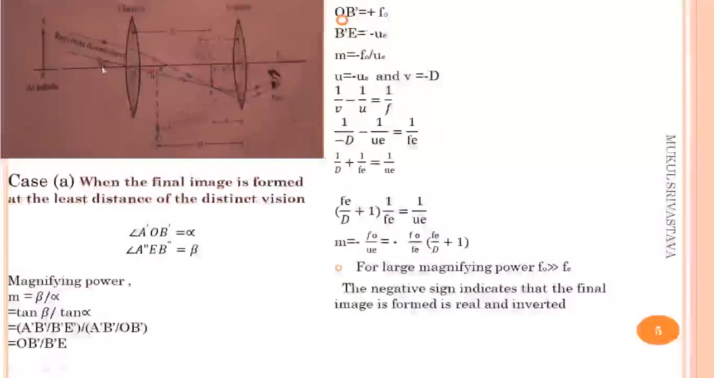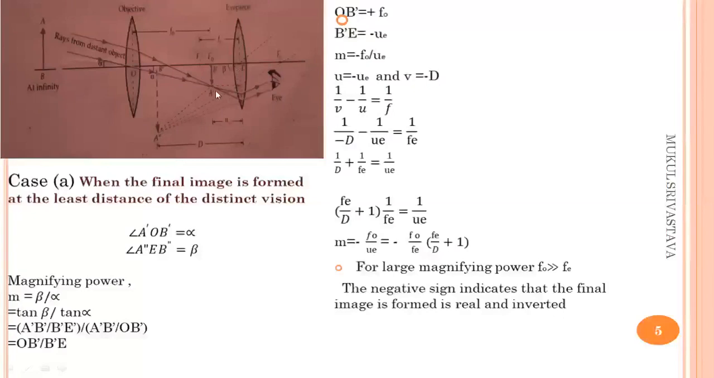Now in this slide we are going to find the final image formed at the least distance of distinct vision, that is capital D. Now if you see, this is the angle alpha which is subtended by the object at infinity on the eye. This angle alpha is equal to the angle A dash O B dash, that is also alpha here. And the angle subtended by the image at the least distance of distinct vision is given by beta.